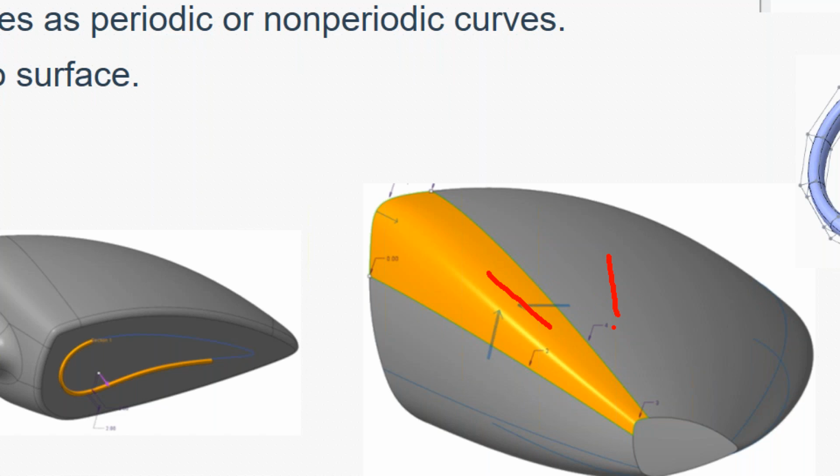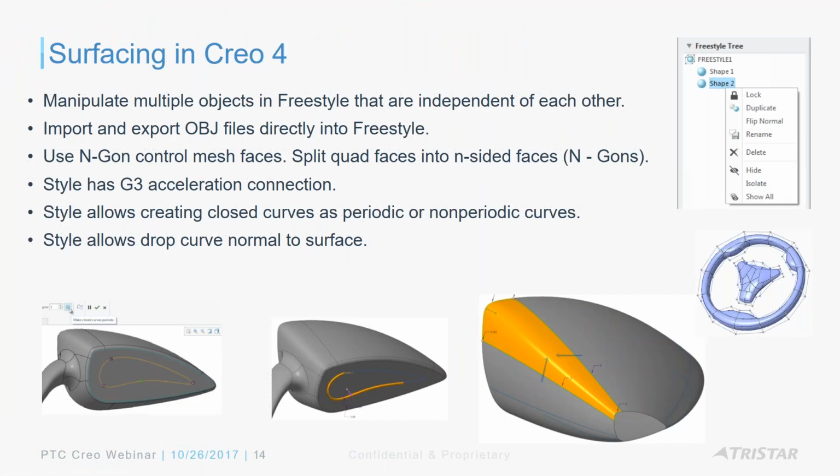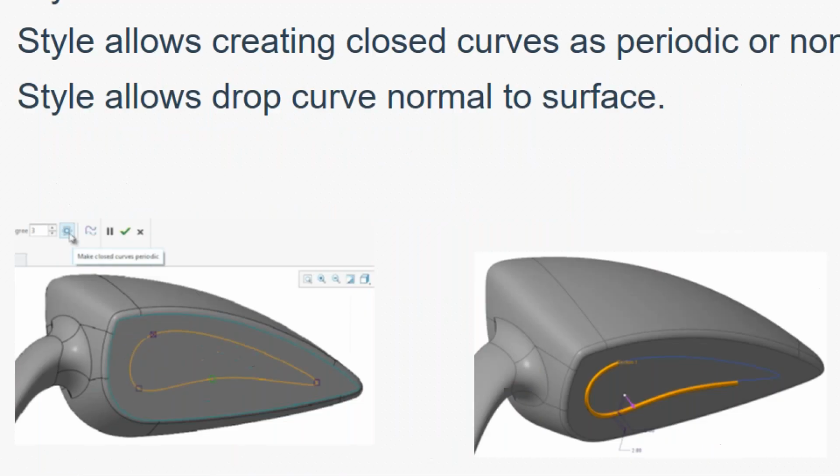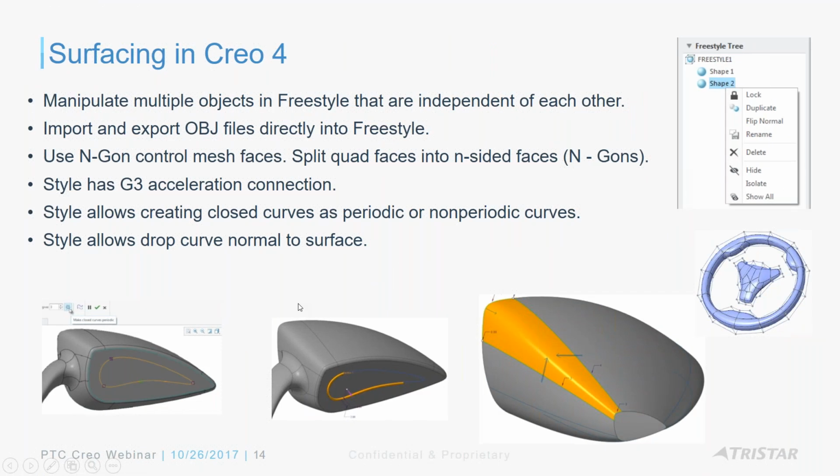With G2, all you get is that it's curvature continuous, but now what about that degree? What about changing curvature from the other side of the boundary to this side of the boundary? I can control that acceleration, so you have a new G3 acceleration continuity that you can specify inside of the style environment. And when you have closed loop splines inside the style, you have the ability to convert it to a periodic or a non-periodic curve. So I can just flip that, as you can see here, and use it for other operations.